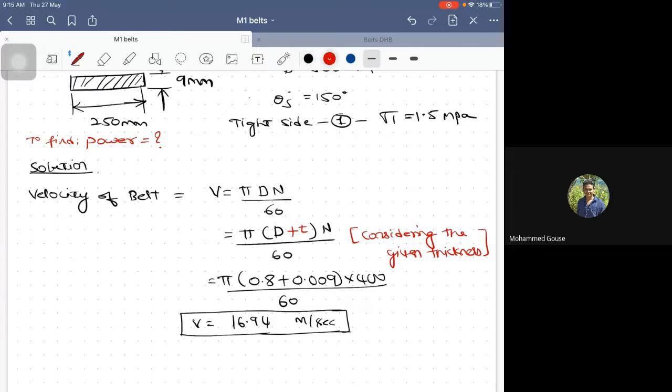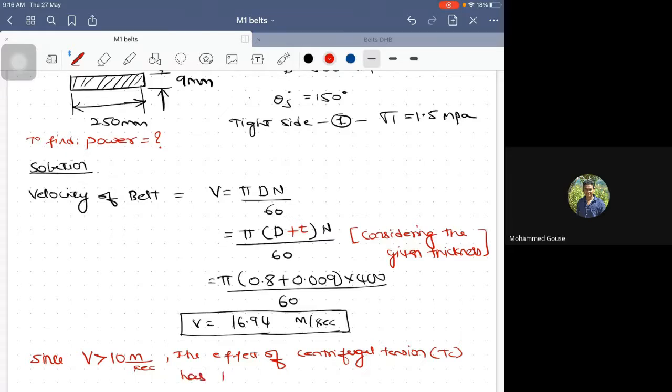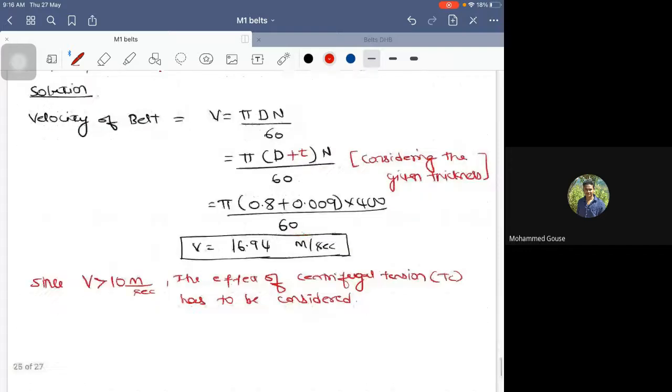Now, just write the sentence here. Since V is greater than 10 meters per second, the effect of centrifugal tension, which is capital TC, has to be considered. Effect of centrifugal tension has to be considered. So what difference does it make while calculating your power?